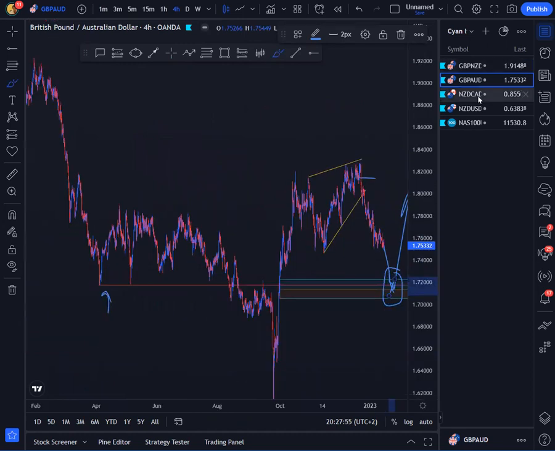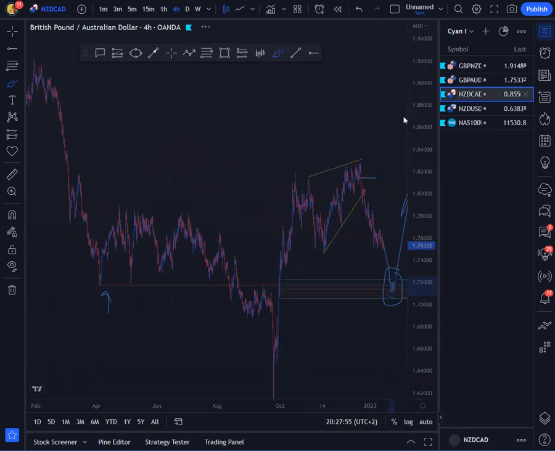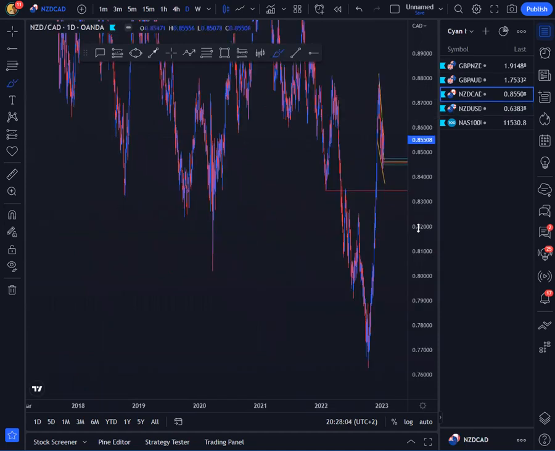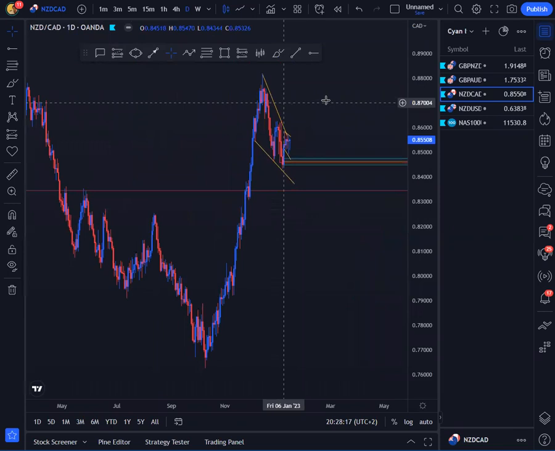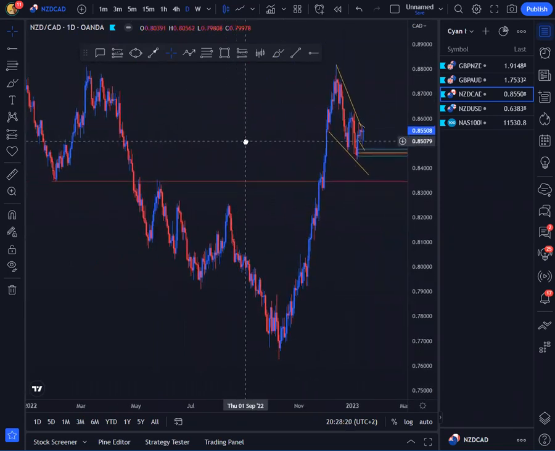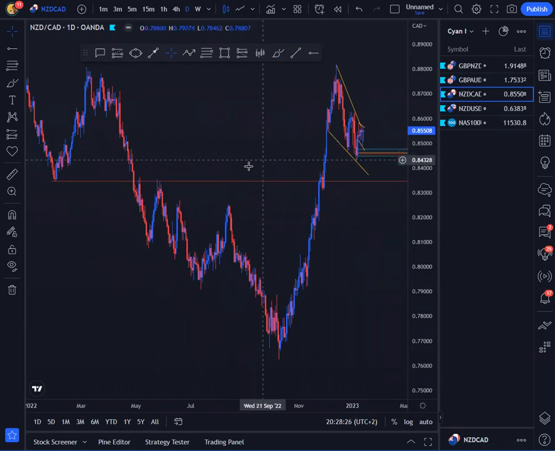Let's move on to New Zealand dollar CAD. New Zealand dollar CAD and New Zealand dollar USD, the setups look almost exactly the same. So let's not involve ourselves in both, but let's look for the clearer one. More clear might mean better probabilities because our decision-making is more obvious. I don't mean clear as in the whole world can see it, I mean clear in accordance with our rules, that it meets our entry criteria better than the other pair.